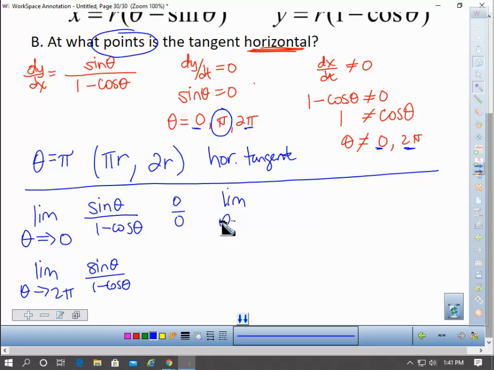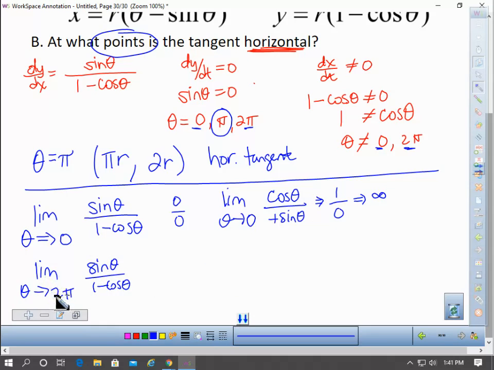So the limit as theta goes to 0, I'm going to do L'Hopital's rule. So the derivative of sine is cosine. The derivative of 1 is 0, minus the derivative of cosine is negative sine, so that makes that a plus. All right. So what am I going to get here? When I put theta as 0, cosine of 0 is 1. So this is going to give me 1 divided by sine of 0, which is 0. So that means this approaches infinity because I have 1 divided by 0. Undefined, so it approaches infinity.